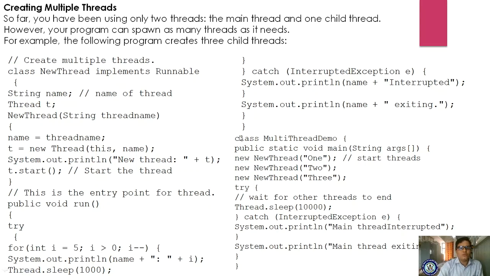Now I am writing one more class. What is the name of the class? MultiThreadDemo. In MultiThreadDemo I am using the main method. In the main method I am creating the object of this class, new NewThread, and I am supplying 1. This one indicates the name of the object, and I am passing that.